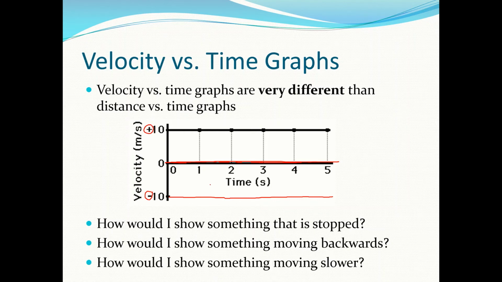And how would I show something moving slower? Well, if this is 10, this is going to be 5. So I just have a flat line through here. That would be at 5 meters per second. So it's going to be closer to the x-axis.